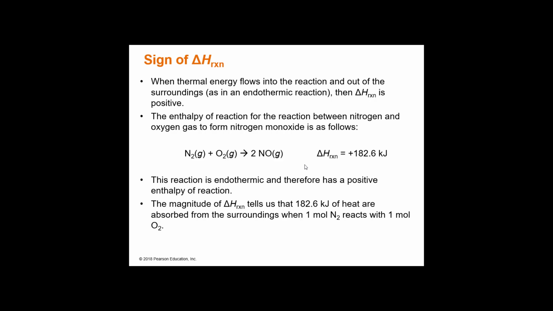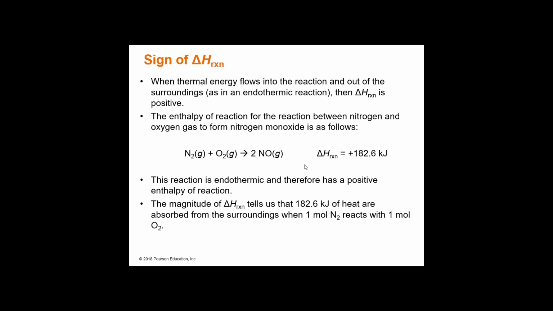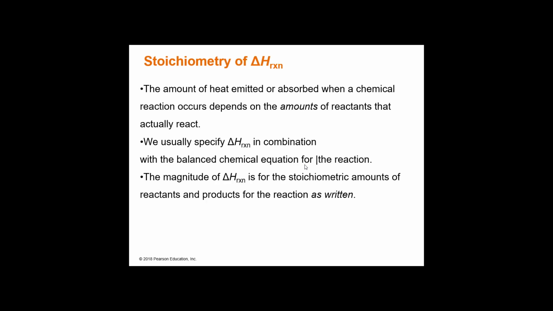So this is being absorbed from the surroundings with this exact ratio of compounds. So with 1 mole of nitrogen and 1 mole of oxygen, it produces positive 182.6 kilojoules. The amount of heat emitted or absorbed when a chemical reaction occurs depends on the amounts of the reactants that actually react. So that's why I'm specifically saying these amounts give this value. If we change these amounts, these coefficients, then the value will also change. We usually specify delta H in combination with the balanced equation for the reaction.